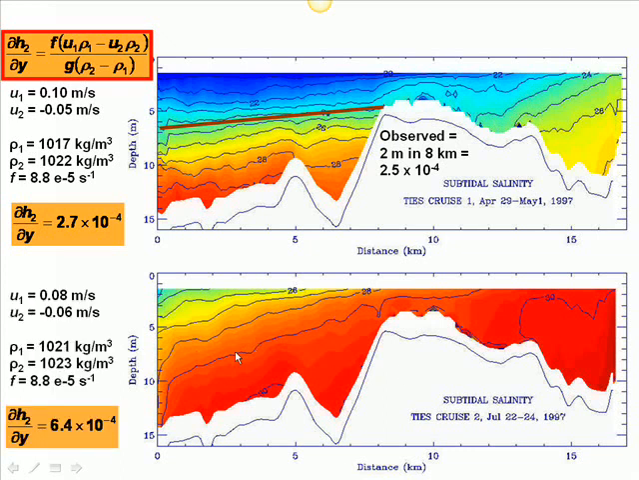So right here, the exchange flow was a little less sheared vertically. The outflow is 8 centimeters per second, the inflow 6 centimeters per second, with the upper layer 1021, lower layer 1023, and the Coriolis parameter the same. That gives us a slope of 6.4 times 10 to the minus 4. And the observed is actually greater, 8.8 times 10 to the minus 4. Same order of magnitude, actually pretty close also. So we can almost safely say that in the channel, the momentum balance is almost geostrophic. We can safely say that.